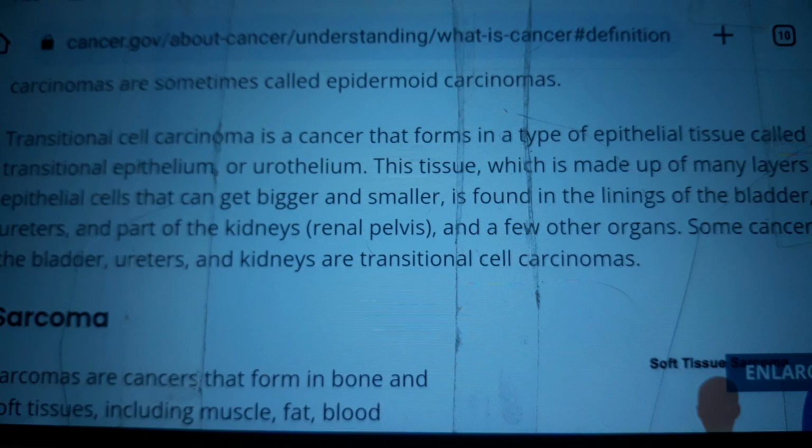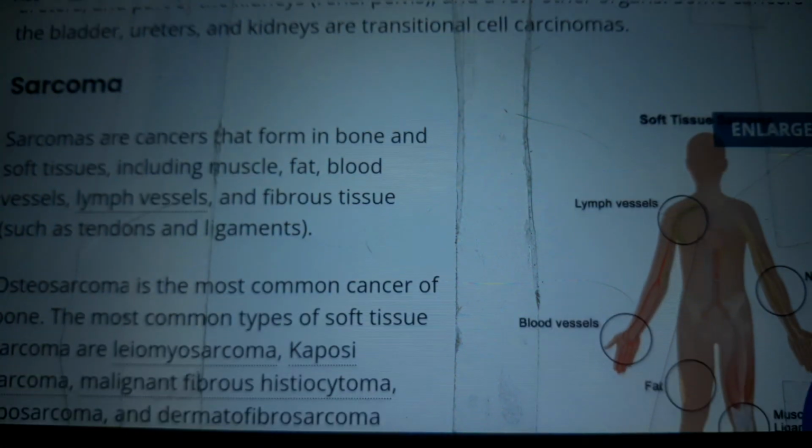Right, and continuing from where we left off, sarcomas. They are cancers that form in bone and soft tissues, including muscle, fat, blood vessels, lymph vessels, and fibrous tissues such as tendons and ligaments.